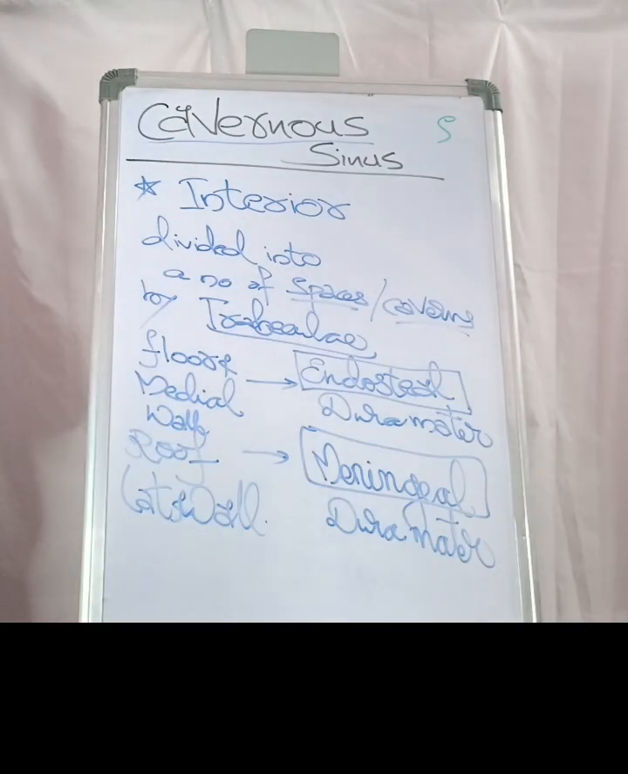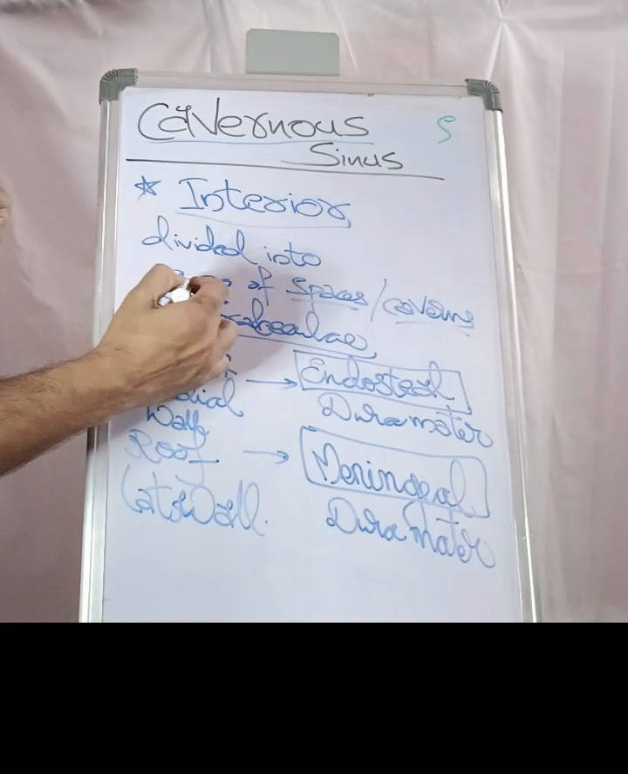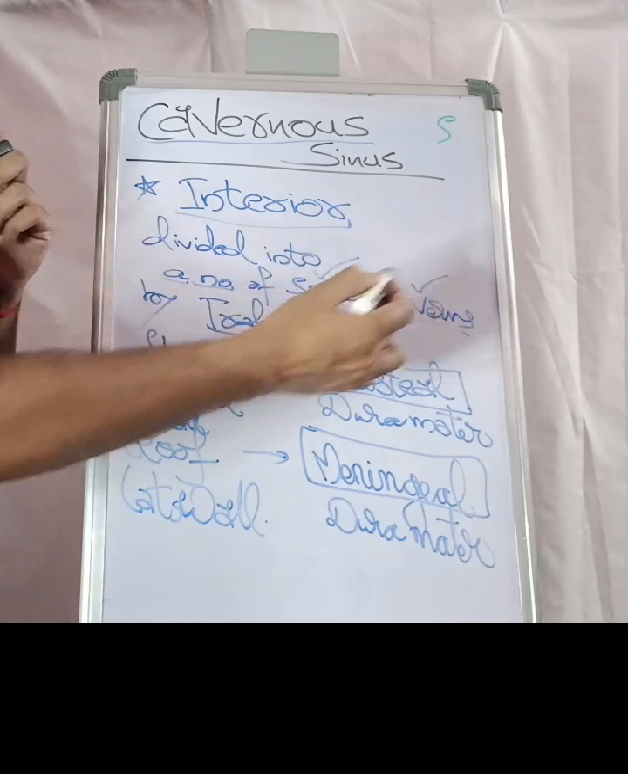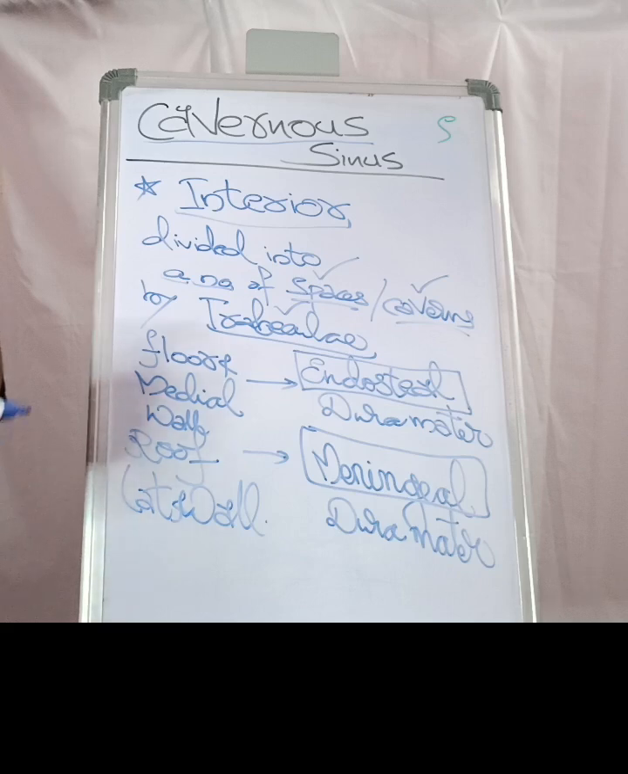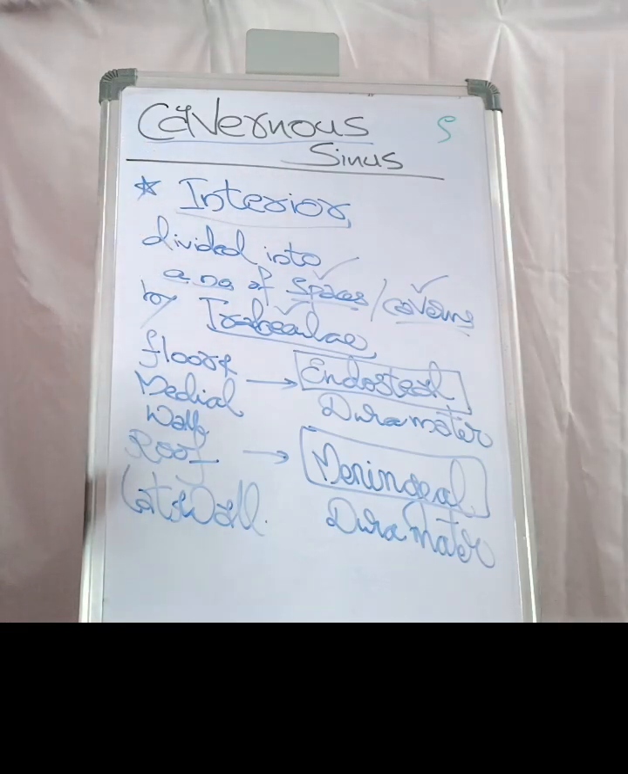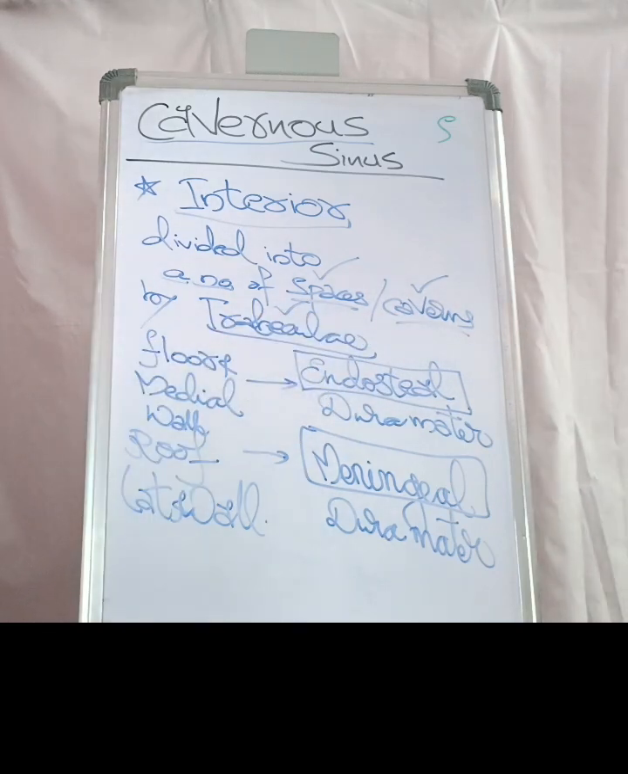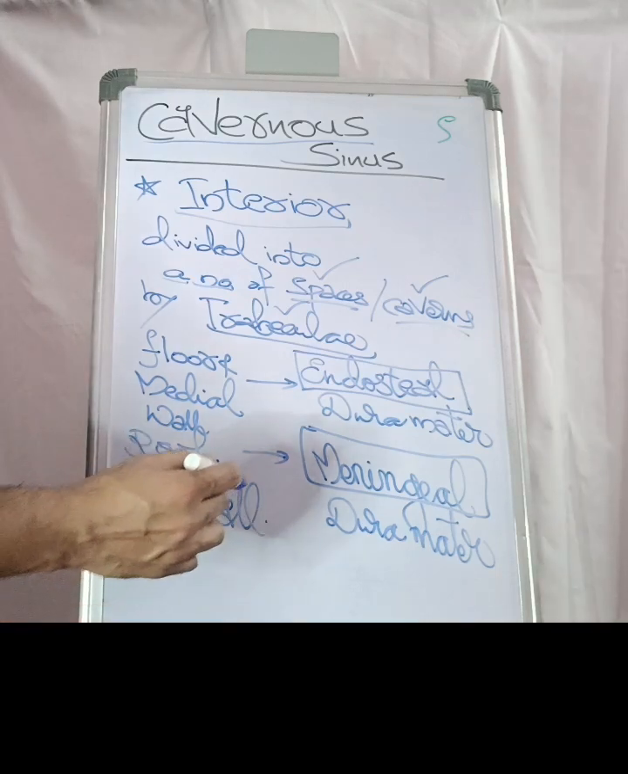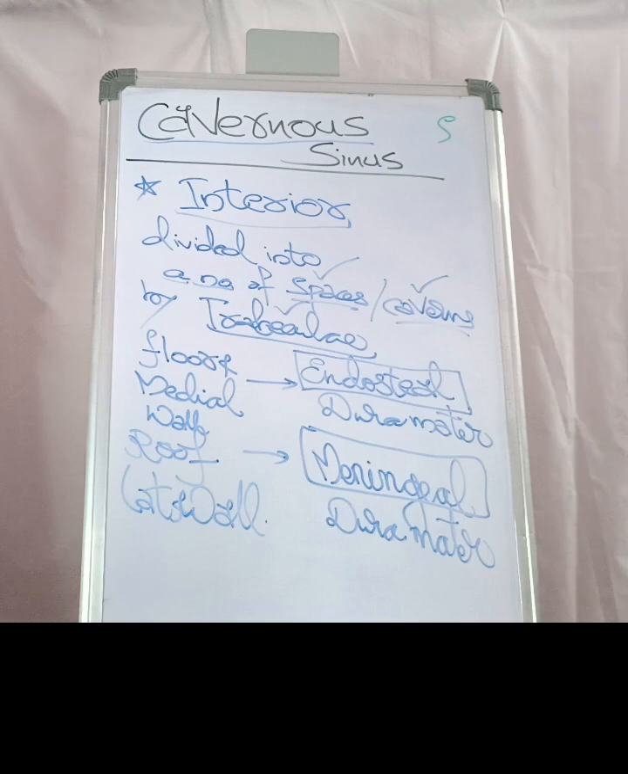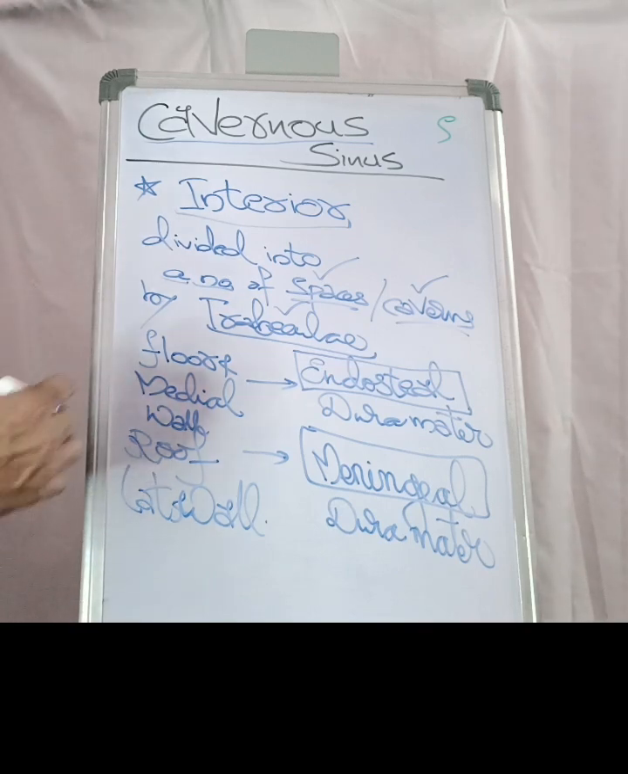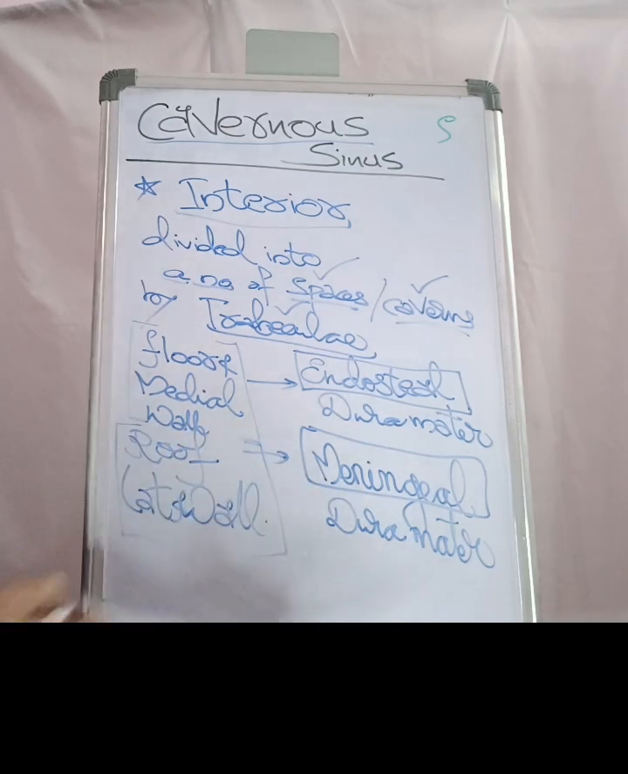See, cavernous sinus. The interior of the cavernous sinus is divided into a number of spaces or caverns by trabeculae. Okay, these trabeculae divide the interior into spaces and caverns. The floor and the medial wall is formed by the endosteal dura mater, and the roof and the lateral wall is formed by the meningeal dura mater. Okay, these are the features related to the floor and the medial wall and the roof and the lateral wall.